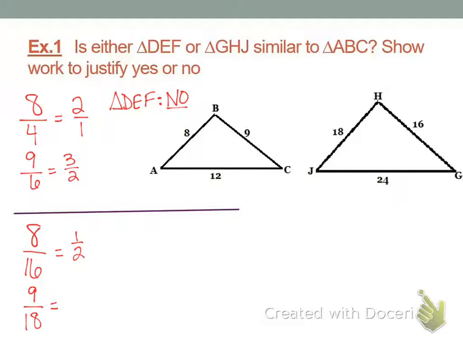Do we have questions about why I keep saying that? No. Okay. 9/18 reduces to 1/2. Biggest side from ABC is 12, gets compared to 24, reduces to 1/2. So, is triangle ABC similar to triangle GHJ? We would say yes. So for triangle GHJ, it's a yes.